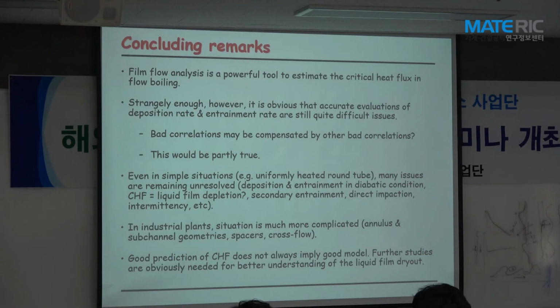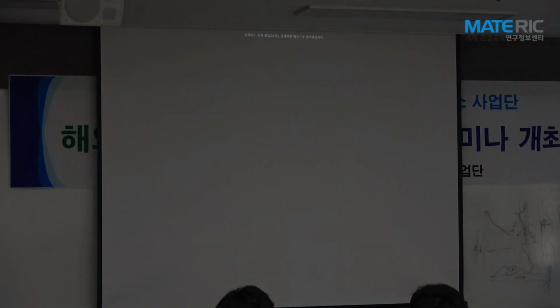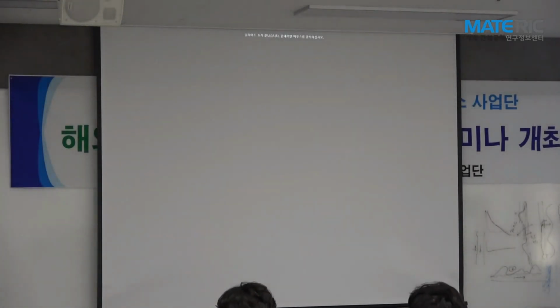The concluding remarks: film flow analysis is very good, but to do that, many correlations are needed. The development of a correlation for each physics is very important, and in developing the correlation, if there is some underlying physics, I think better prediction results are obtained. Also, we investigated additional effects, secondary entrainment and the obstacle effect. That's it. There is some more information available in this publication, so please see it if you are interested. That's it. Maybe too long. Thank you very much.